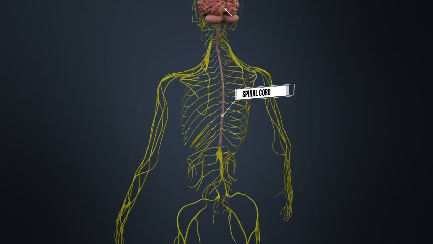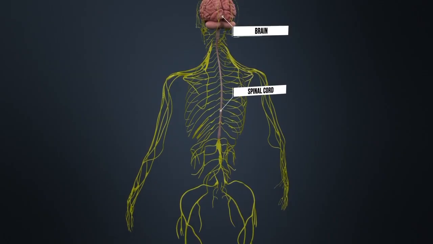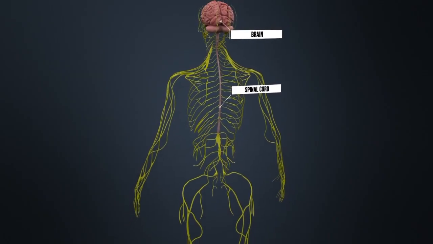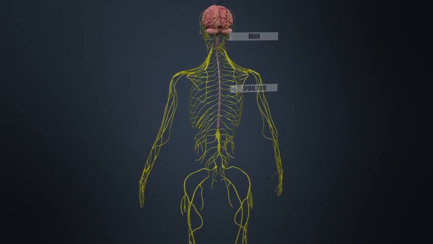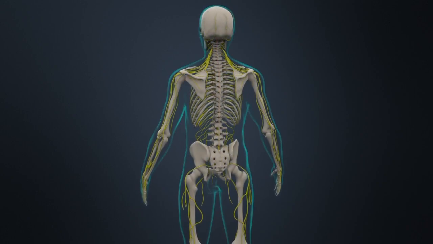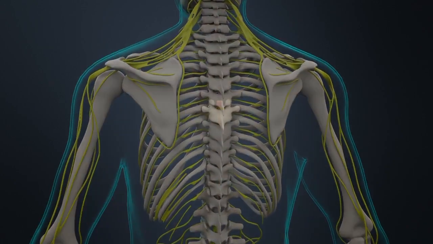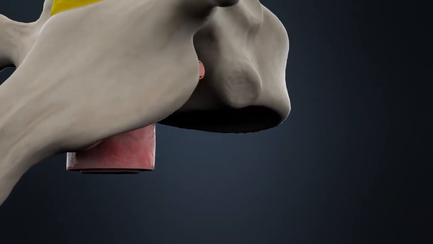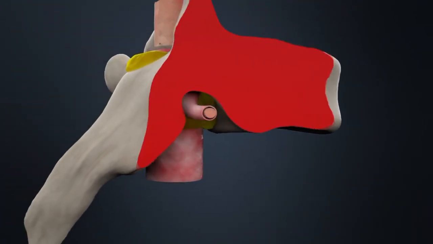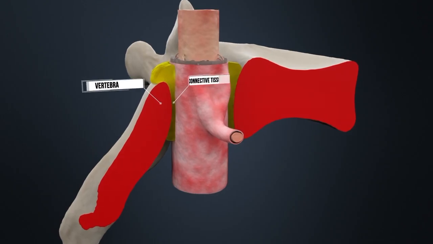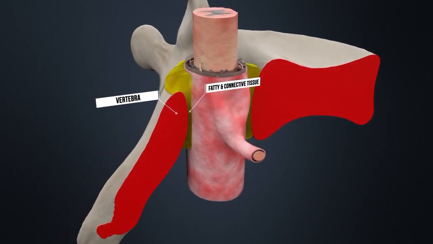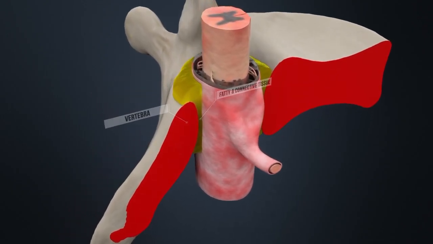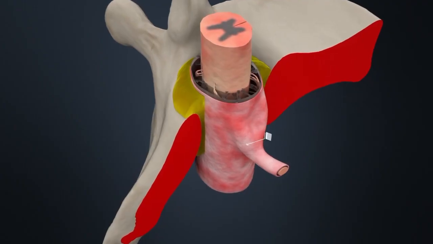The brain and spinal cord are part of the central nervous system. They are well protected by the skull and spinal column. Our spinal column consists of individual vertebrae that have a spinal canal containing fatty and connective tissue and the spinal cord. Like the brain, the spinal cord is enclosed in 3 membranes.